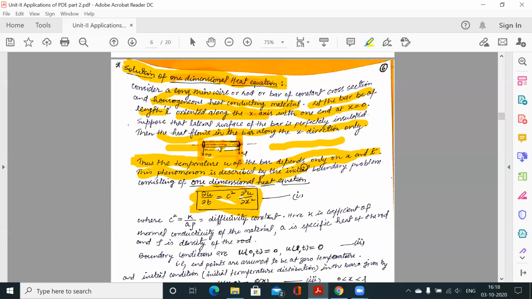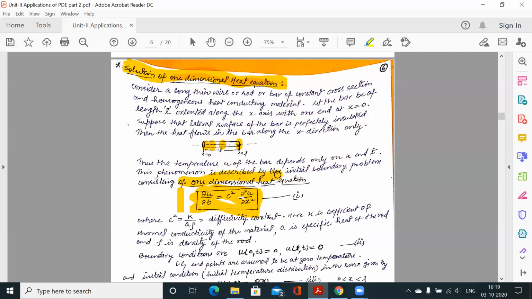This phenomenon is described by the initial boundary value problem consisting of the one-dimensional heat equation: del U over del T is equal to C square del 2U over del X square. Our objective is to understand what the one-dimensional heat equation is, how to solve it, and how to use the solution to answer questions based on it. So consider this as your problem, the one-dimensional heat equation.